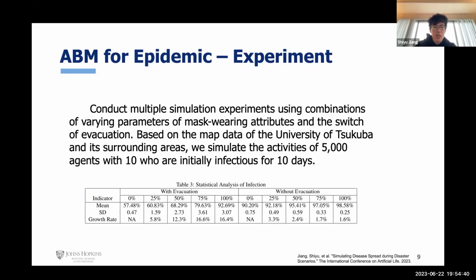Basically we are conducting multiple simulation experiments using combinations of varying parameters of mask wearing attributes and the switch of evacuation. Based on the map data of University of Tsukuba in Japan, our collaborator, and its surrounding areas, we simulate the activities of 5,000 agents with 10 initially infectious for 10 days. We put 10 infectious agents into this population and let them infect others during their routine work.